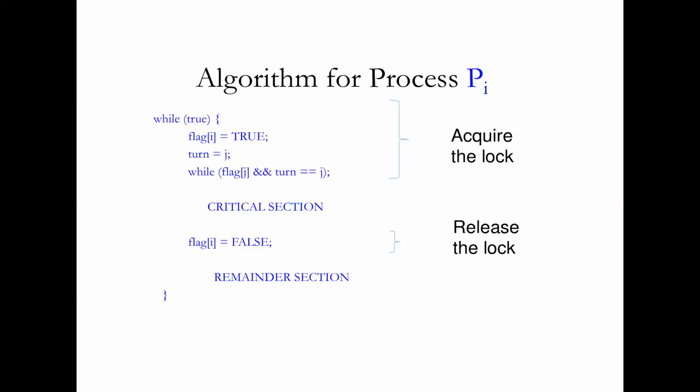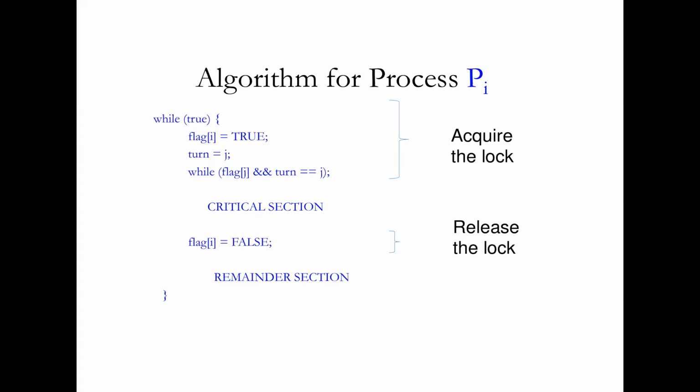So the idea here, again, remember that we have just 0 and 1, so i and j can only be 0 and 1. So we have an algorithm for process Pi. It says flag[i] equals true, and then turn is j, so it's the opposite, right? If i is 0, then j is 1. If i is 1, then j is 0, and so on.